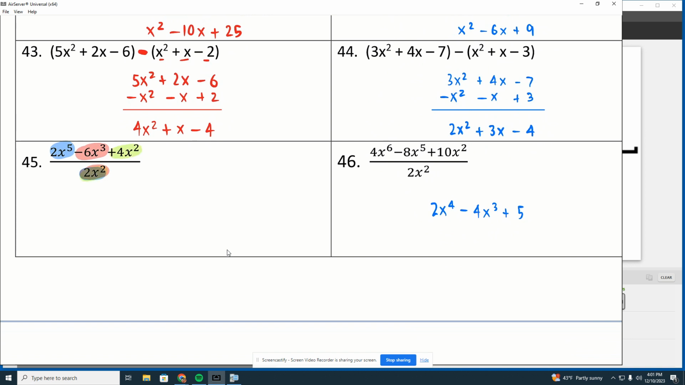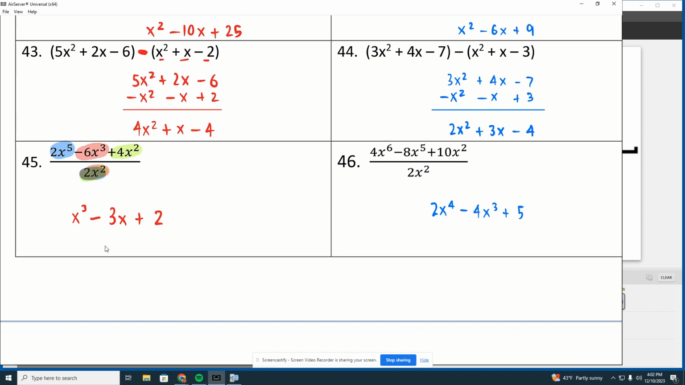So here we go. 2 divided by 2 is 1. X to the fifth divided by x squared is x cubed. Or I'm sorry, I said the answer. I got ahead of myself. X to the fifth divided by x squared is x cubed. So x cubed. Negative 6 divided by 2 is negative 3. X cubed divided by x squared is just x. 4 divided by 2 is positive 2. And the x squareds will cancel each other out. And that's it. That's all you have to do on that problem.